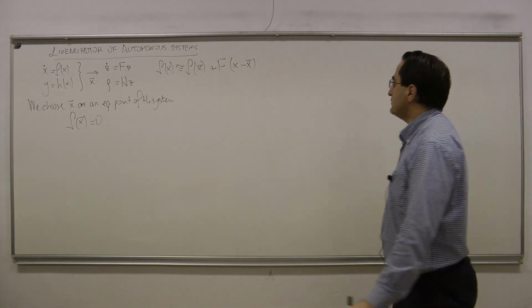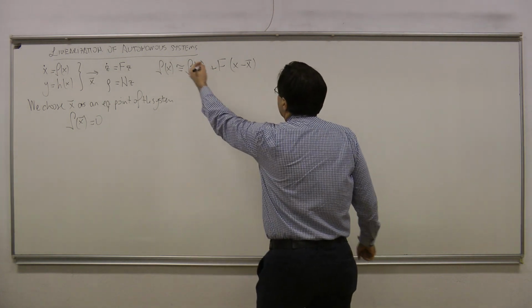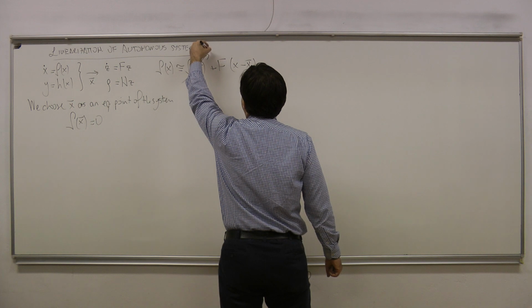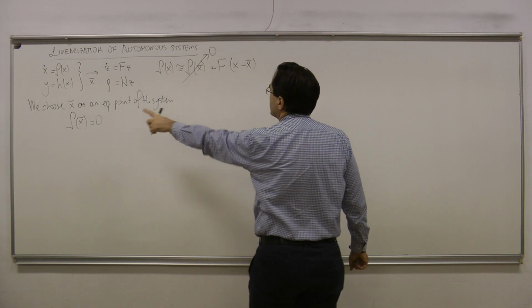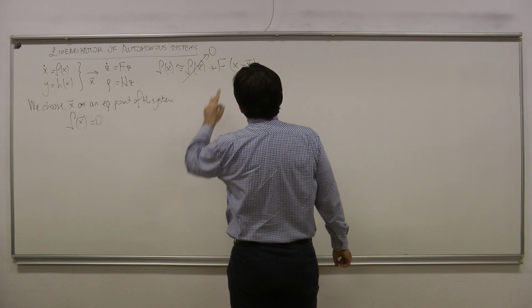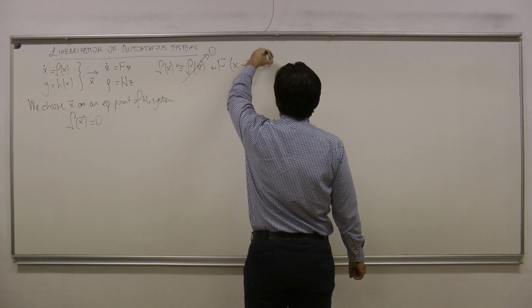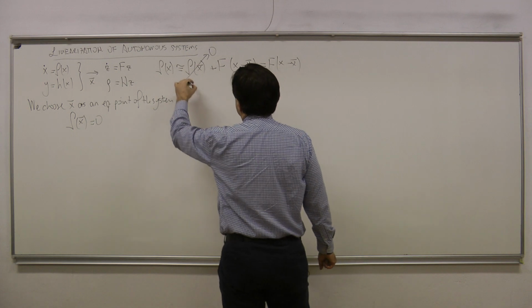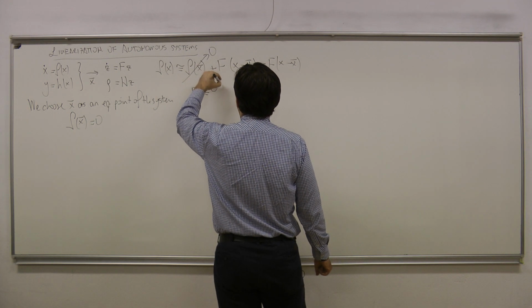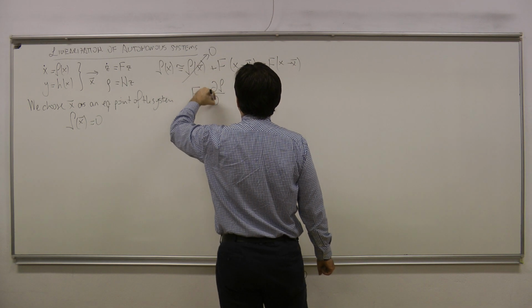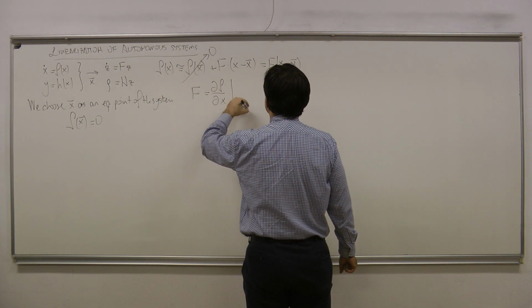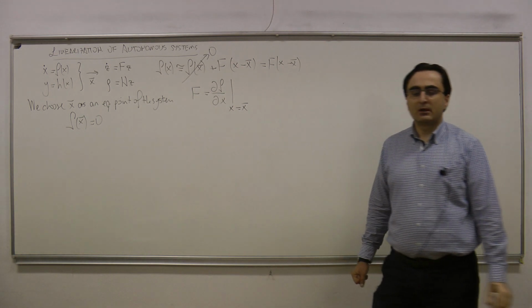All right? And we know that this term is going to be equal to 0 due to the equilibrium point property. And what about this F? So this is equal to F times x minus x bar. So here this F is defined as the Jacobian matrix del f over del x evaluated at the equilibrium point x equals to x bar.